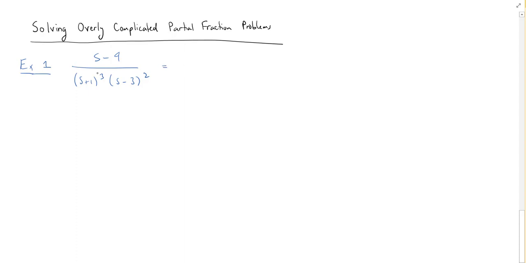So, let's see. We have two sets of repeated linear factors. So for the first one, (s plus 1) cubed, we're going to need some constant over (s plus 1) cubed, and then a constant over (s plus 1) squared, and then a constant over s plus 1. And then we have the (s minus 3) squared portion, so I'll need a constant over (s minus 3) squared, and another constant over s minus 3. Okay, there's a lot going on here.